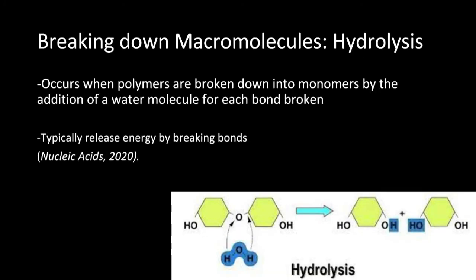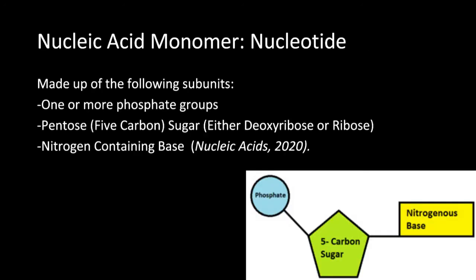So, how is this molecule broken down? The molecule is broken down through the process of hydrolysis, and in the process of breaking down bonds, energy is released. The main molecule to break down these bonds is water, H2O, and here in this ether, it is attacked on either of the sides and it's broken down. It occurs when a polymer is broken down into monomers by the addition of a water molecule for each bond broken. So it's this process called hydrolysis.